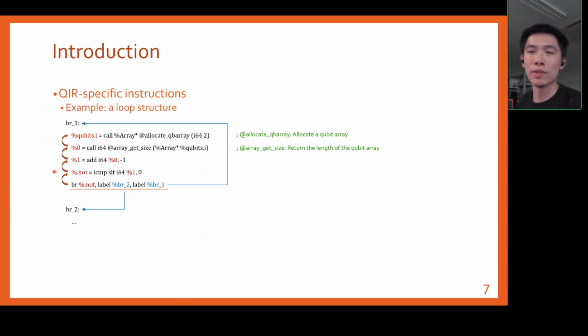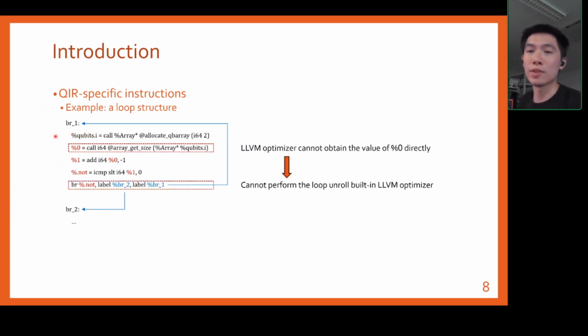Using the LLVM use-define chain, we can trace that the dot not is obtained from the size of the qubit array, the qubit dot I. However, since the size of the array is obtained from the function array get size, and the implementation of this function is left to the backend hardware, the LLVM optimizer cannot obtain the value of the array length directly. For this reason, the LLVM optimizer cannot perform the built-in loop lowering optimization.